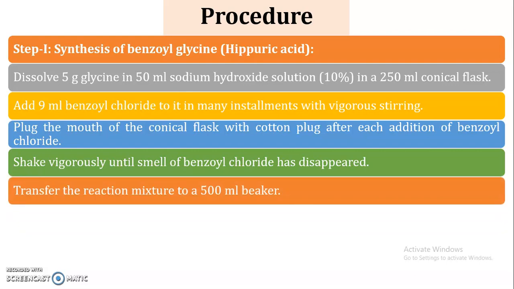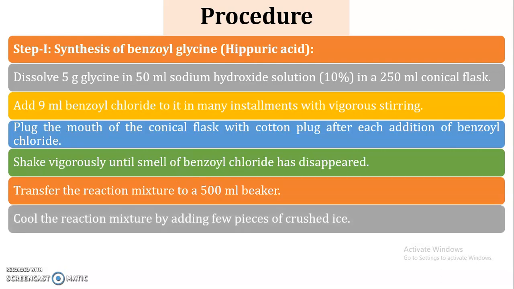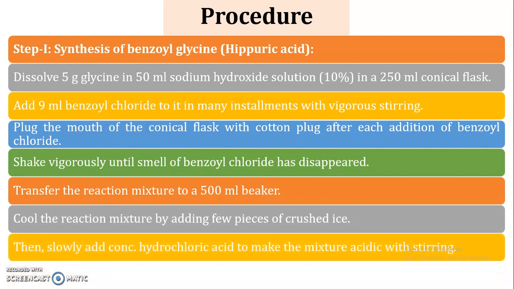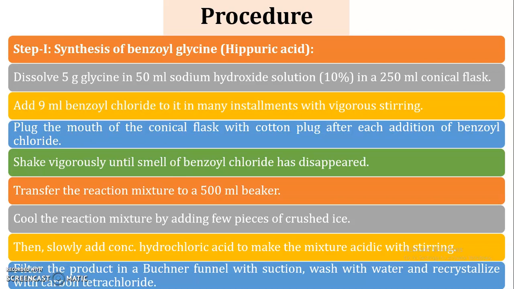Now we have to transfer the reaction mixture to a 500 ml beaker, and then cool that reaction mixture by adding a few pieces of crushed ice or cold water. Then slowly add concentrated hydrochloric acid to make the mixture acidic, with stirring. As soon as we make the mixture acidic, the hippuric acid gets precipitated. After that we have to filter the product on a Buchner funnel with suction, wash with water and recrystallize from carbon tetrachloride. In this way we carry out the synthesis of this benzoyl glycine.